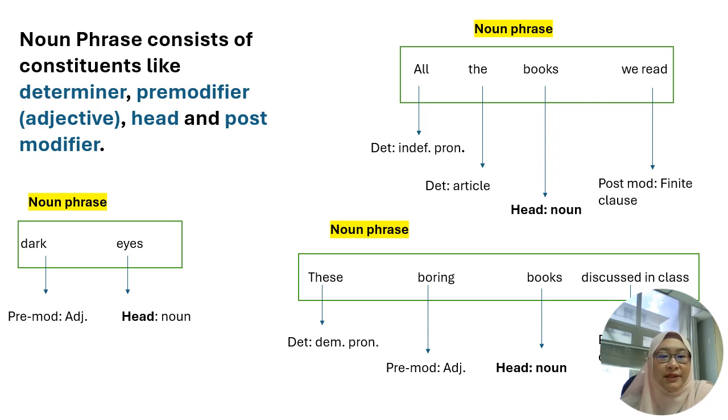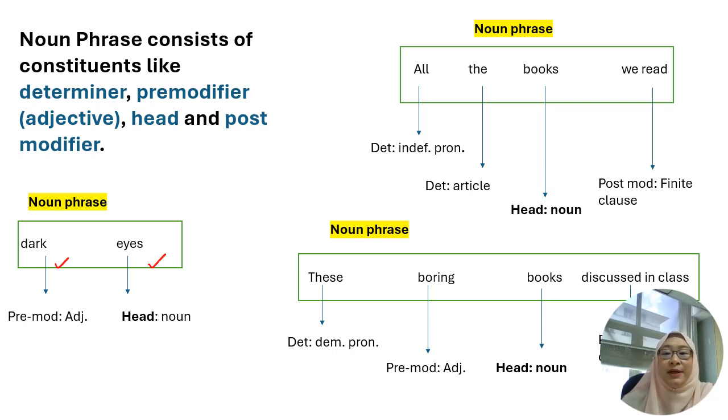These are further examples of how noun phrases consist of constituents or dependent elements: modifiers in the form of determiners, pre-modifiers in the form of adjectives, the head itself, and a post-modifier. So all these are noun phrases with their dependent elements. For example, dark eyes. We have the pre-modifier adjective, and then we have the head noun, which is eyes.